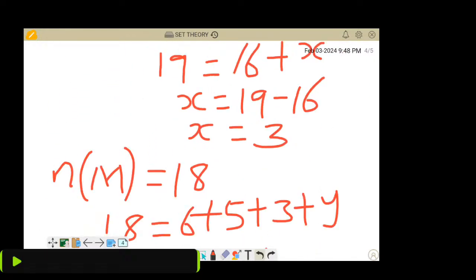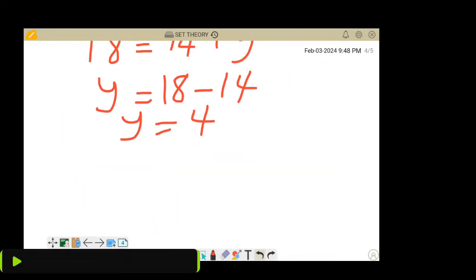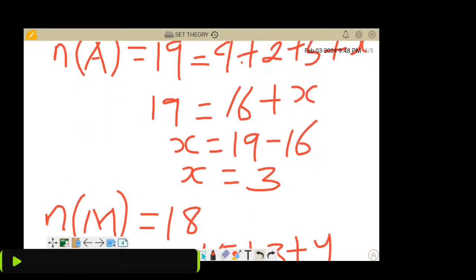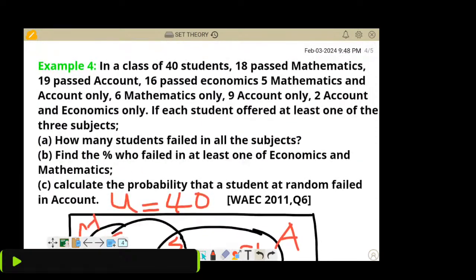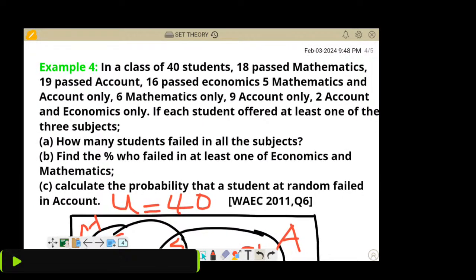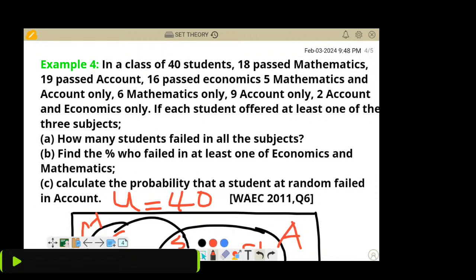That is our economics only. In doing that, according to the question, the number that passed economics, entire economics, is 16. According to the question, we have that one here.